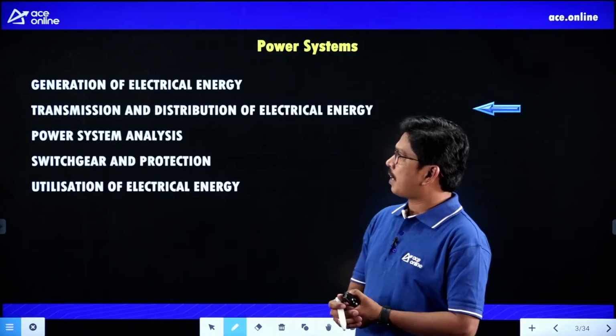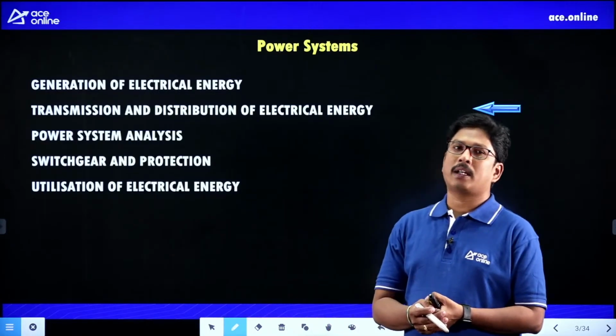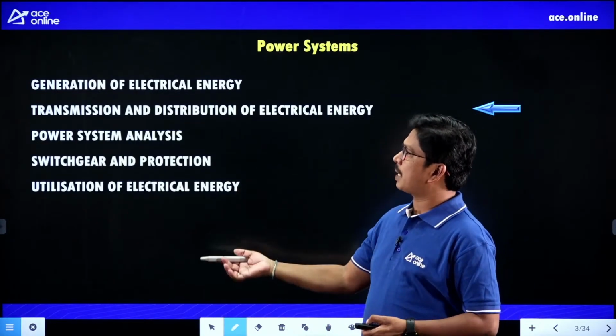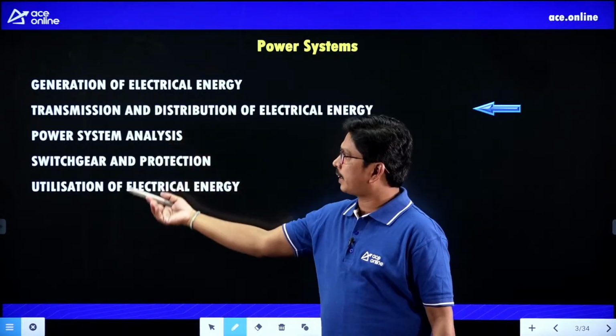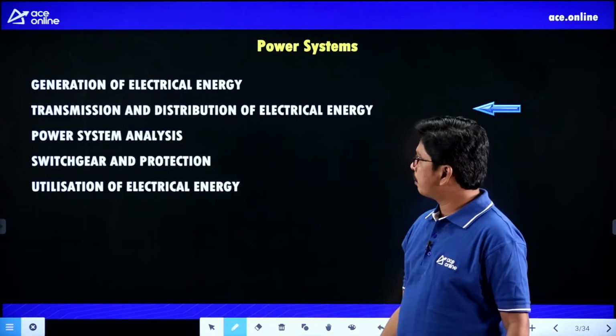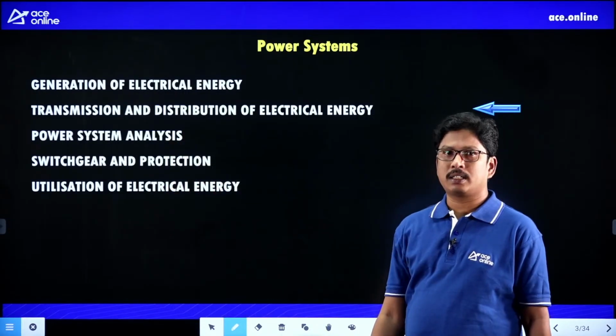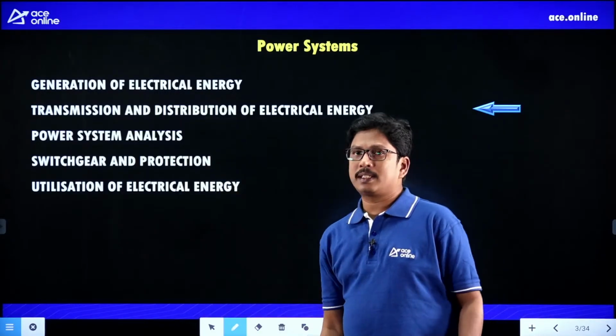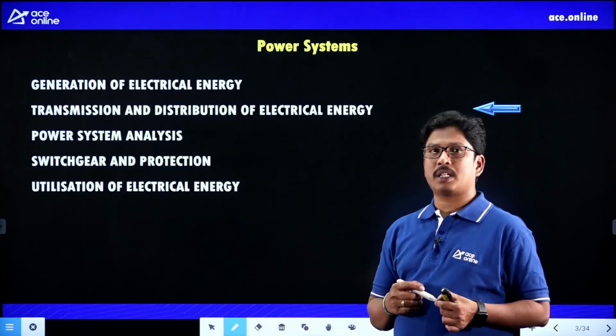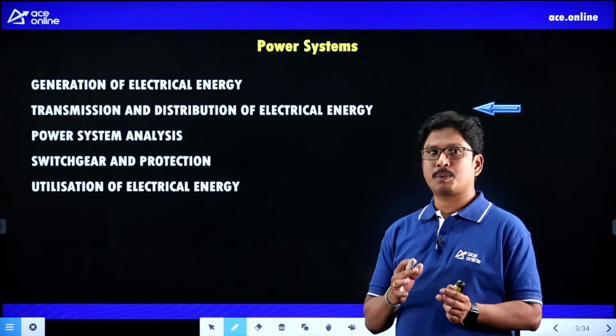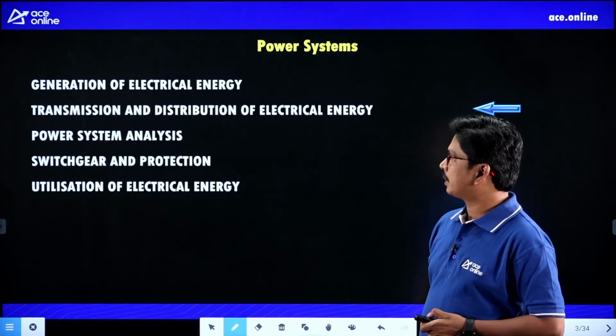Now if you see the syllabus of the total power systems, every time we are saying: generation of electrical energy, transmission, power system analysis, switchgear and protection, and utilization of electrical energy. So today we are going to discuss the transmission and distribution of electrical energy, right?